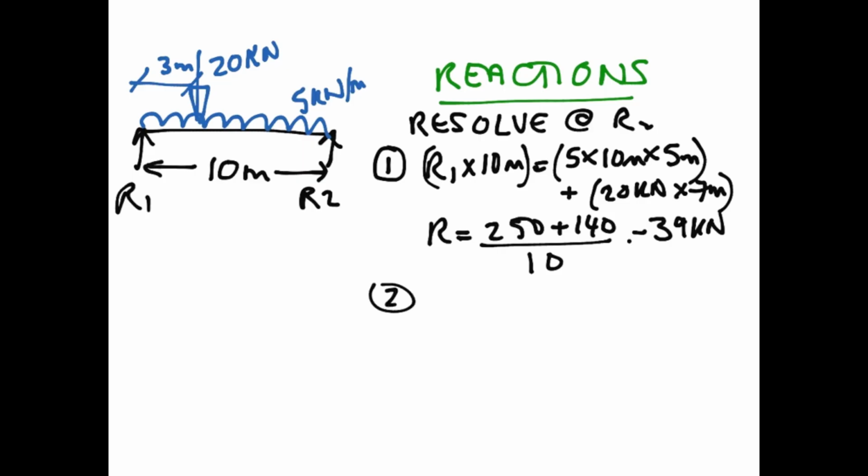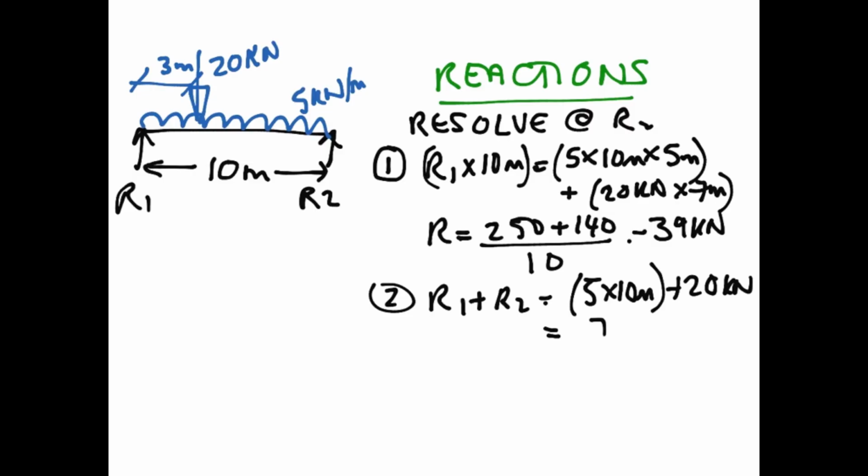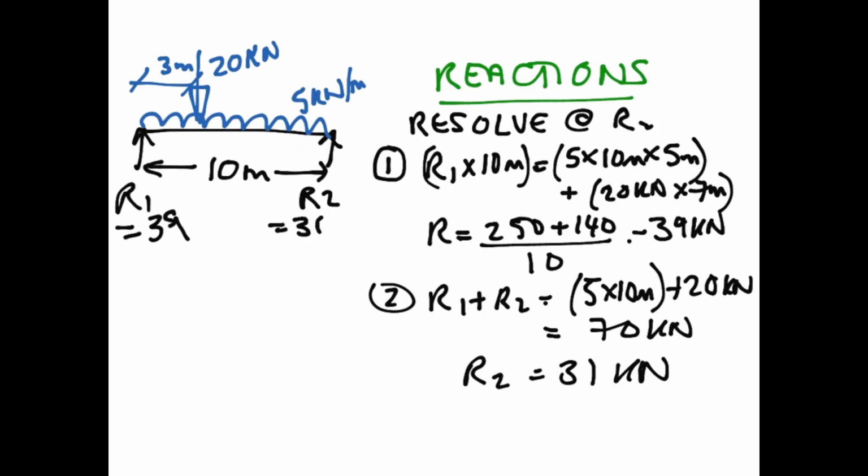Now, simultaneous equation, point 2, we know that R1 add R2 is equal to 5 kilonewtons per metre times 10 metres, add 20 kilonewtons. So the total applied force is equal to the total reaction. So R1 and R2 is equal to 70 kilonewtons, so R2 equals 31 kilonewtons. You can obviously pause if you want, I'm just going to go through it quickly. R1 is equal to 39, if that looks like a 9, great. And then that one is equal to 31.